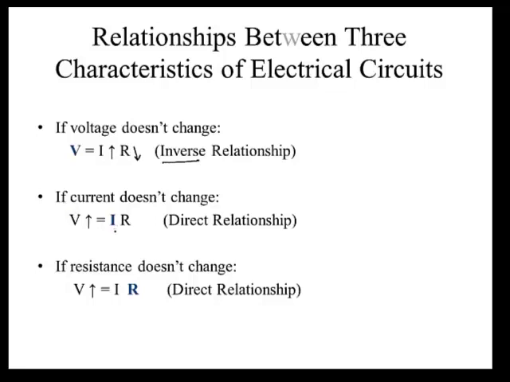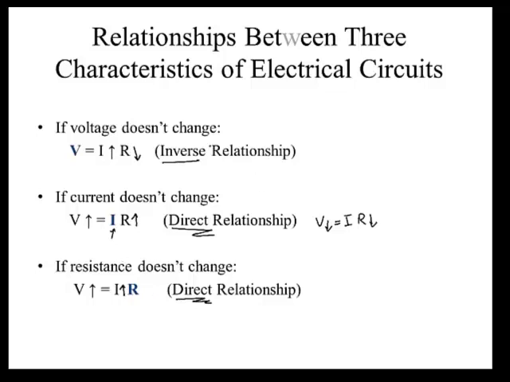On the contrary, if your current stays the same, what happens as your voltage goes up? What happens to your resistance? Your resistance has to go up as well. Hey, if your voltage goes down and the current remains the same, what happens to your resistance? It's got to go down as well, and that is a direct relationship. And then finally, just to finish things off, if resistance remains the same as voltage goes up, so does current, and that is a direct relationship as well.